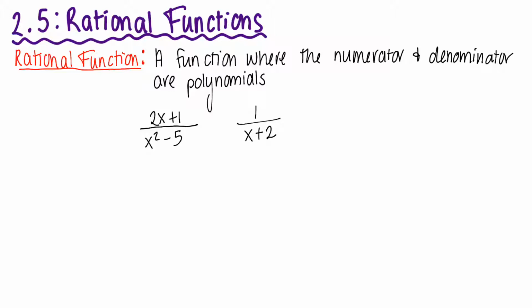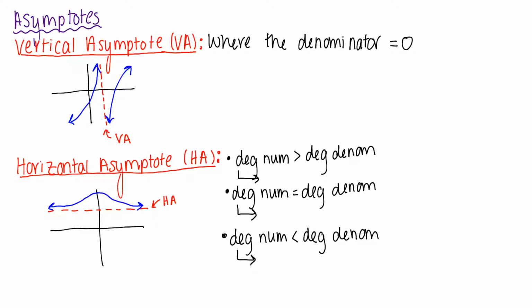So rational functions, numerator and denominator, are both polynomials. We're going to talk about a few things, mostly graphing them. So we're going to talk about some stuff that leads up to graphing, and then we'll talk about graphing rational functions. So the first thing we're going to talk about are asymptotes.